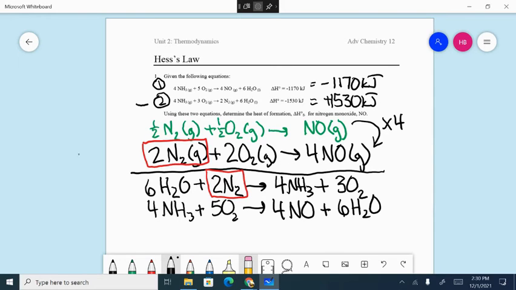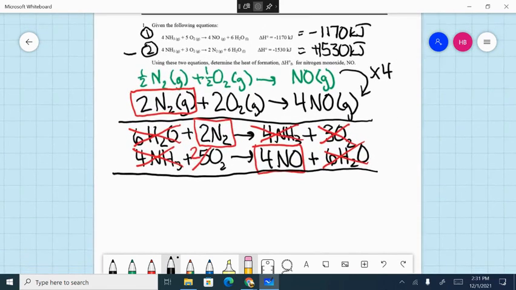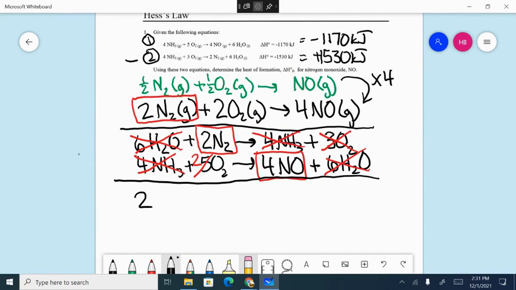Now that gives me 4NO where I need it. Let's make sure that the things I don't need cancel out. They can only cancel if you have one on the reactant side and one on the product side. Now let's look at our oxygens. I have 3 oxygens here that don't cancel all 5 of these. They leave me with 2. So let me rewrite this. 2N2 plus 2O2 gives me 4NO. And my enthalpy is going to be 1530 minus 1170.